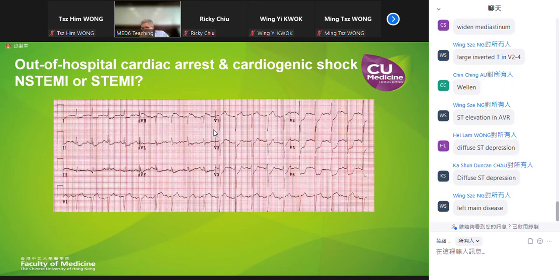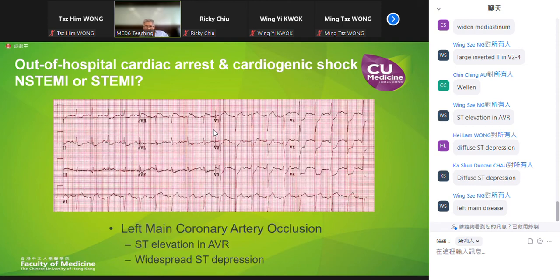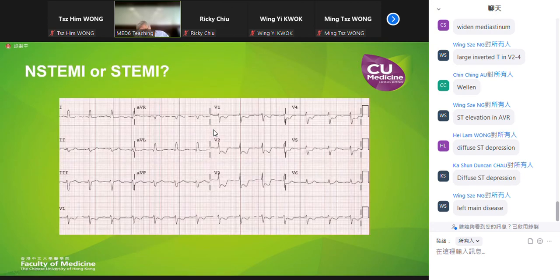With diffuse abrasion. So left meniscus. Okay. Bang, straight on. Okay, left main occlusion. People don't look at this sort of thing, all right? But if you look, you see, firstly, widespread ST depression, ST elevation in AVR, patient in cardiogenic shock, thinking about left main occlusion. Okay, this one, STEMI or non-STEMI?